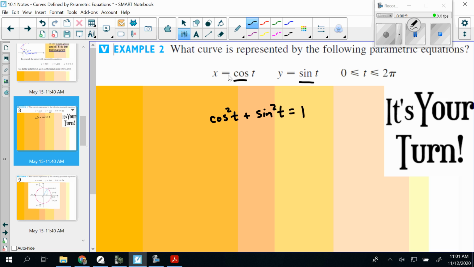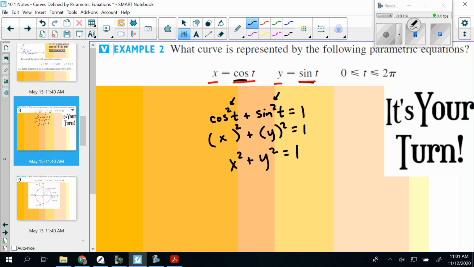That's our Pythagorean identity. Well, if we substitute here now, if we substitute cosine is equal to x, that means I'd have x being squared. If I substitute for sine, sine's equal to y, so I'm going to plug y in for sine. That means I'd have y squared, since these are both being squared here, equal to 1, which gives me the equation x squared plus y squared equals 1.